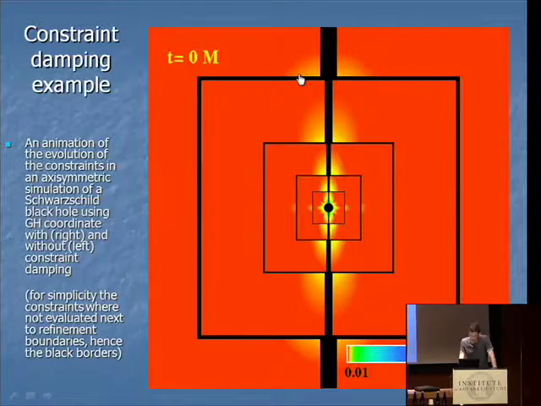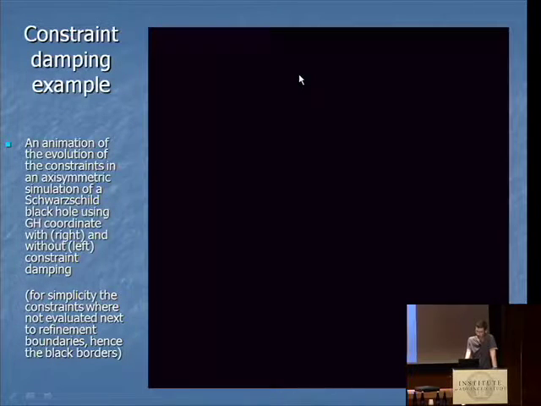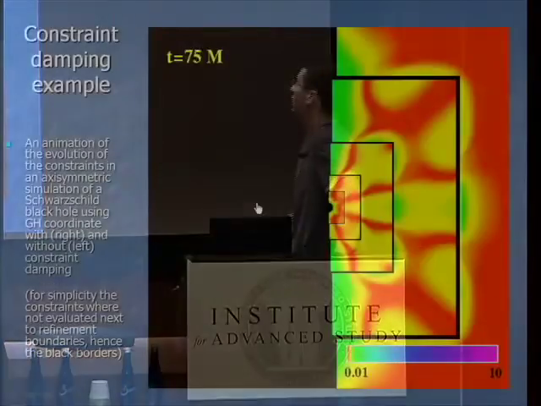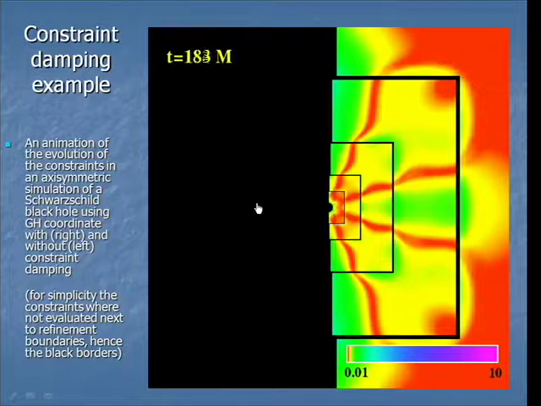The left is plain generalized harmonic. The right is generalized harmonic with constraint damping. You can see... okay, you can't see. I thought I'd fix that. Let's see. Okay. Let's try again. I can see just night and day different evolution.